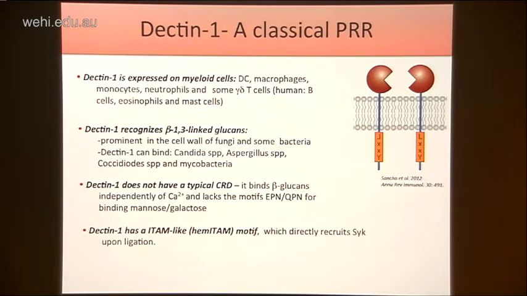What makes Dectin-1 so special is this motif here, this hemITAM, half an ITAM motif, which can directly recruit Syk. And what's special is that upon this recruiting, you have immediate signaling events that lead to cytokine expression. And that's unique to Dectin-1.